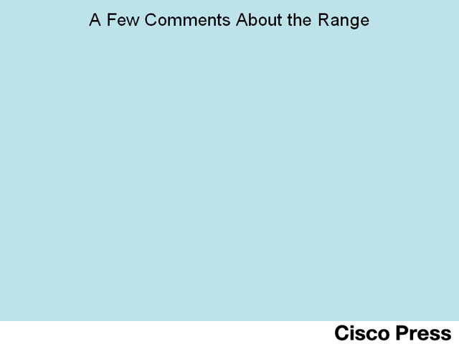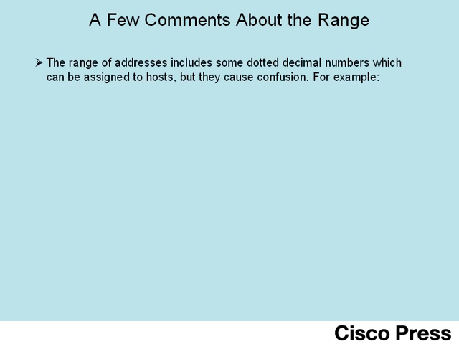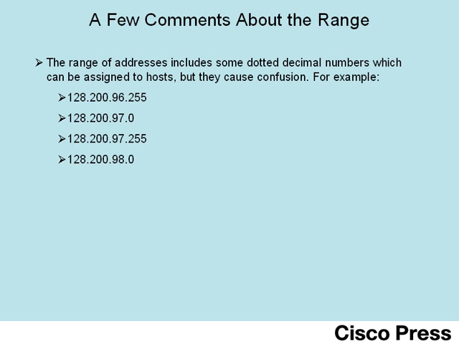This concludes this video's example of how to use process RP-6C to find a subnet broadcast address and range of valid addresses. However, before finishing up the video, I need to let you know about a couple of the IP addresses in that range that may cause you problems when you look at it on the test. In particular, consider the addresses you see here, 128.200.96.255, 128.200.97.0, 97.255, and 98.0.